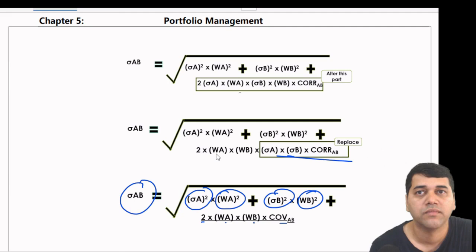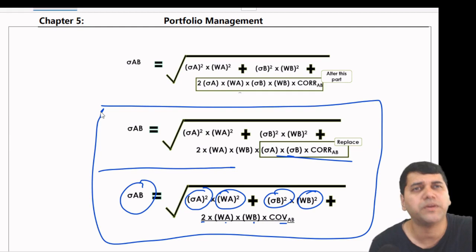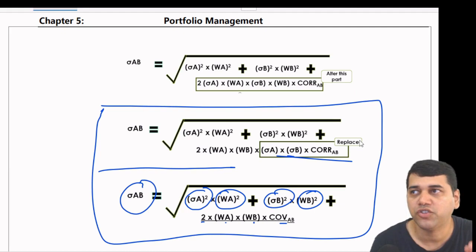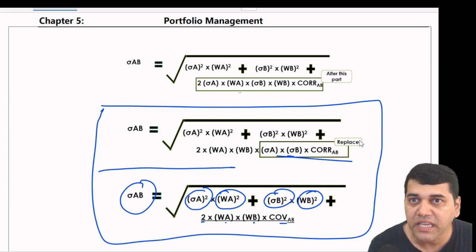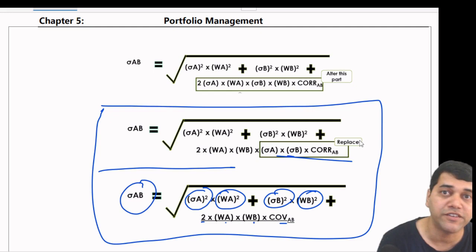This one equation you can apply irrespective of the correlation. That means if anybody asks you what is the risk of the portfolio, it is variance of A into weight of A square plus variance of B into weight of B square plus 2 times weight of A into standard deviation of A, weight of B into standard deviation of B into correlation of AB.